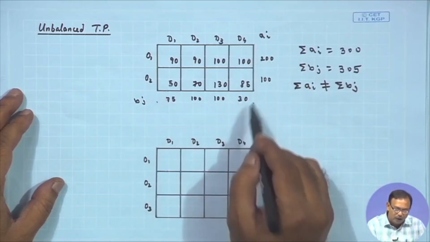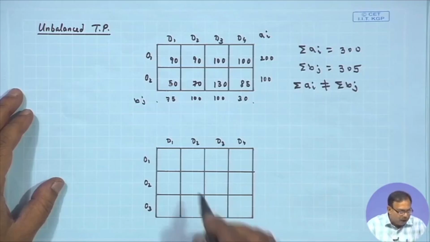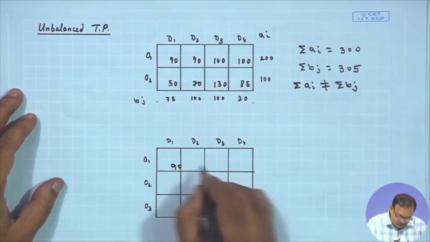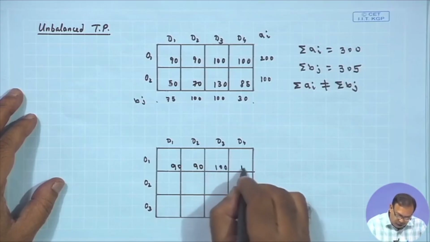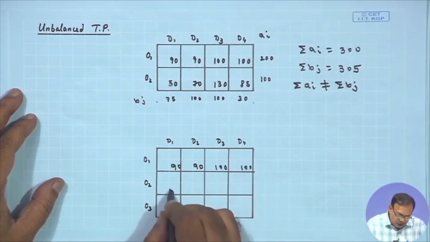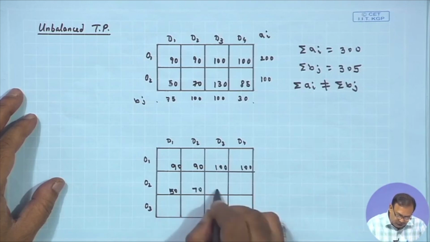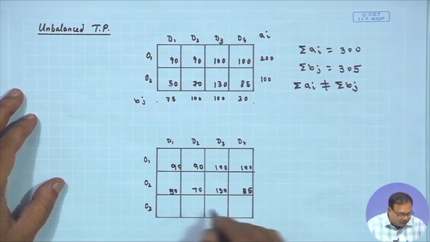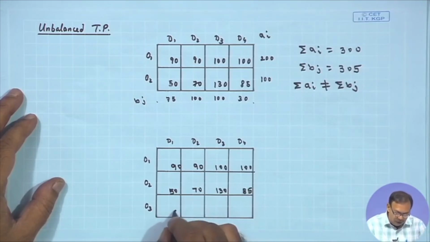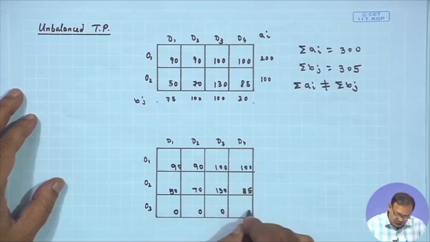I have to add one row here like this. So, I will write down these two, which will remain the same: 90, 90, 100, 100, 50, 70, 130, 85, and for the new row the costs will always be 0.